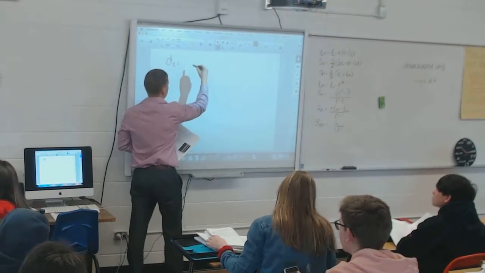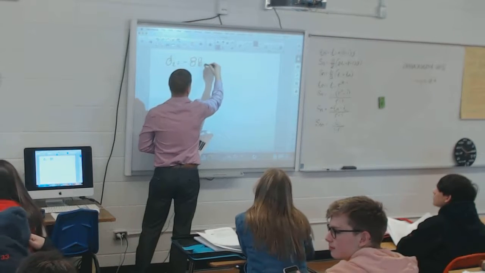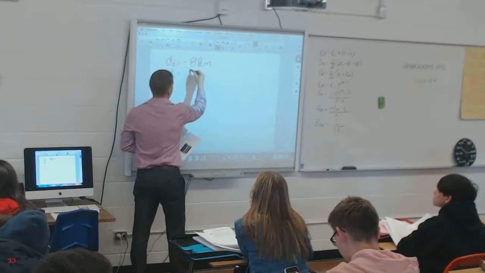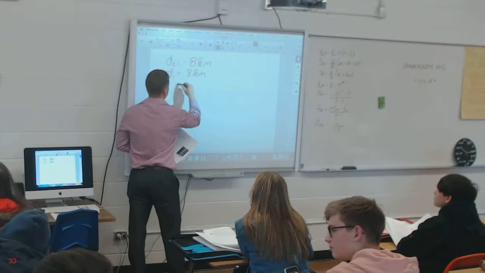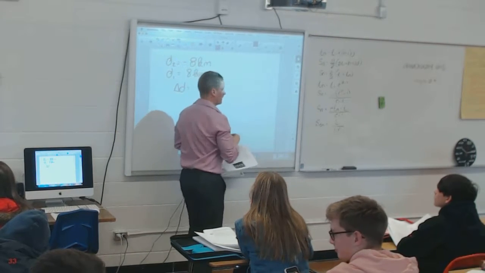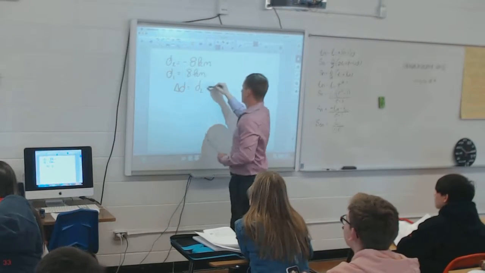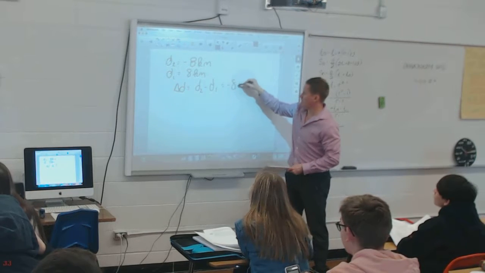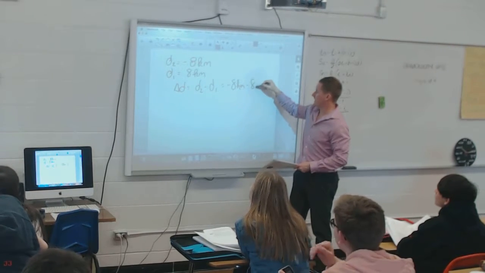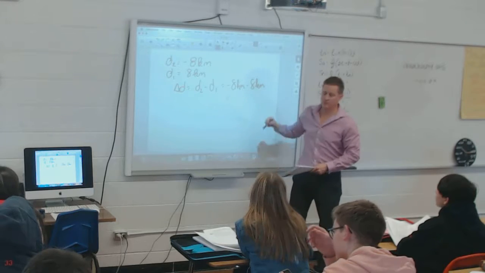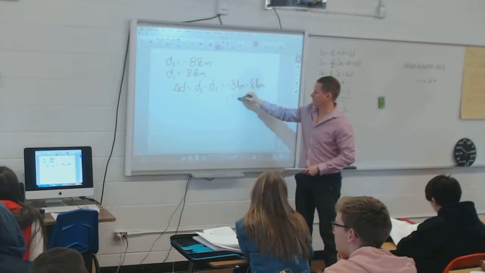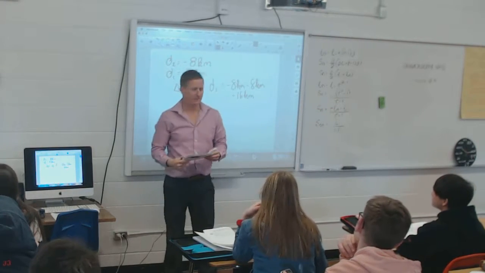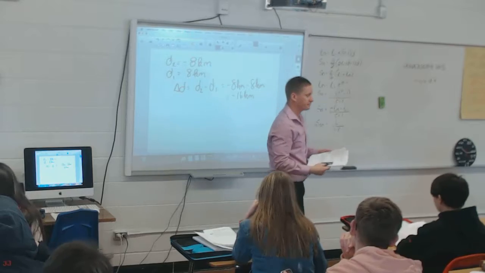D2 is equal to negative 8 kilometers, right? And D1 is positive 8 kilometers, and your change in displacement is D2 minus D1, so negative 8 kilometers minus 8 kilometers equals negative 16 kilometers. Okay? All right. Other questions today?